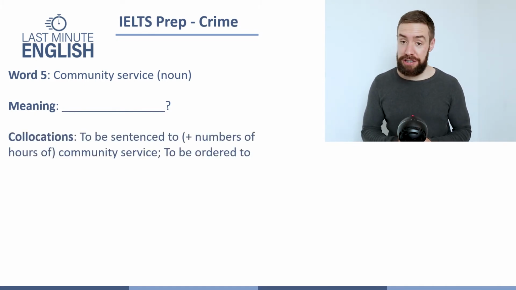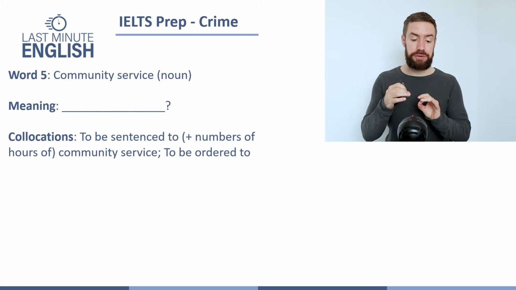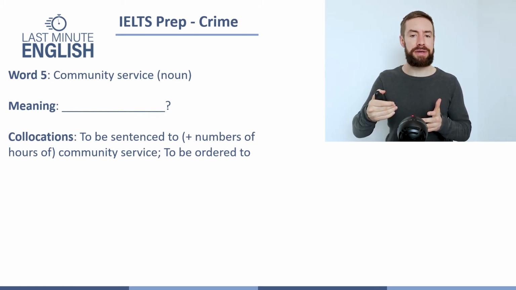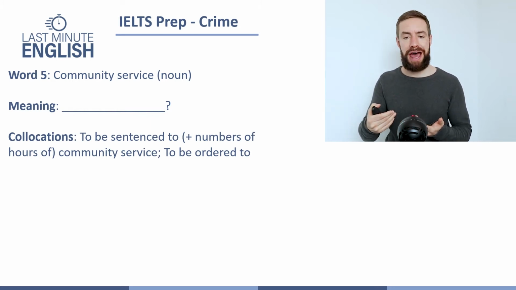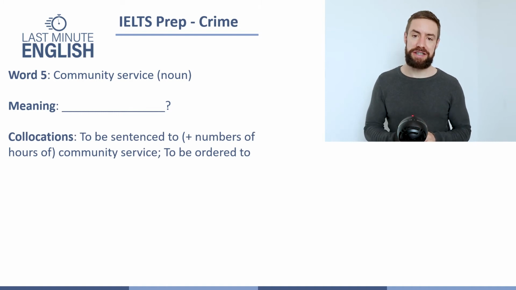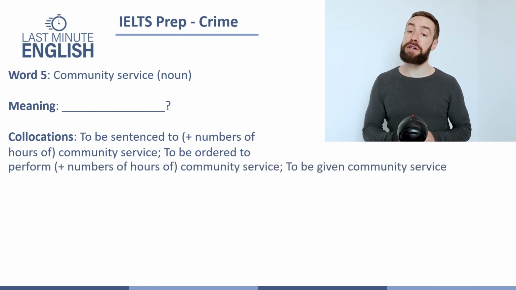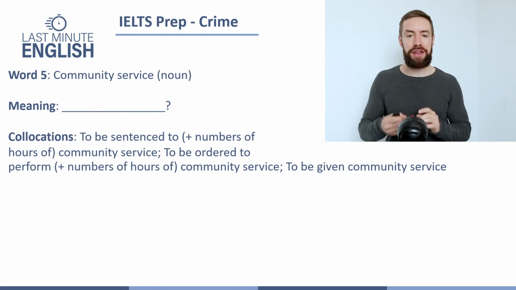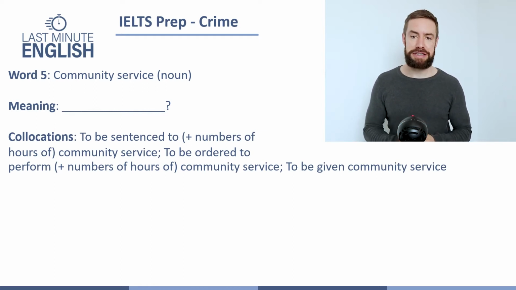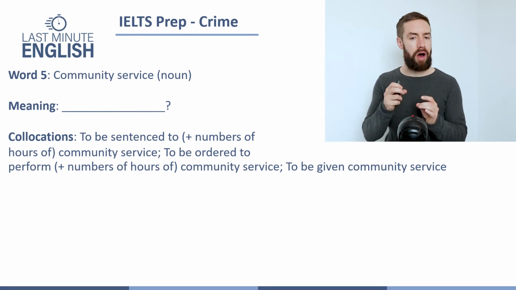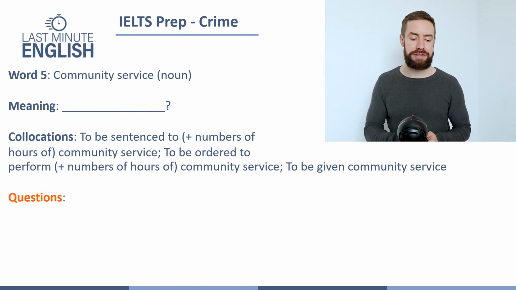So, collocations. To be sentenced to, and then we have a number of hours, maybe 20 hours, 100 hours of community service. Or to be ordered to perform, and then a number of hours of community service. Or to be given community service. All of those are common phrases that we use community service with.